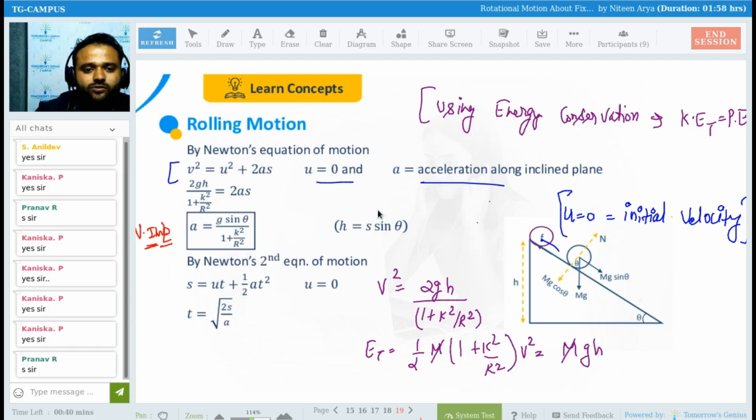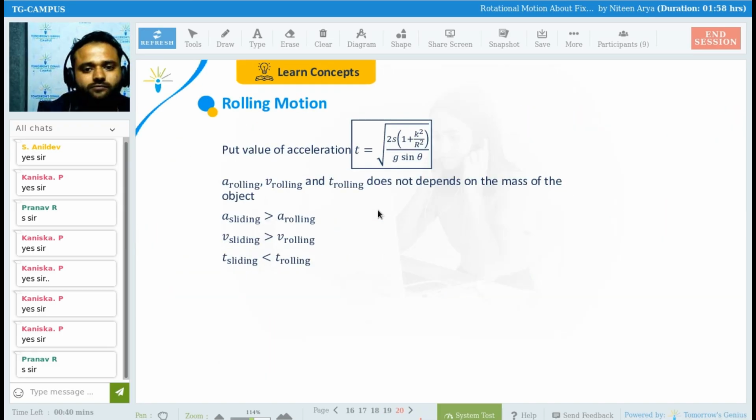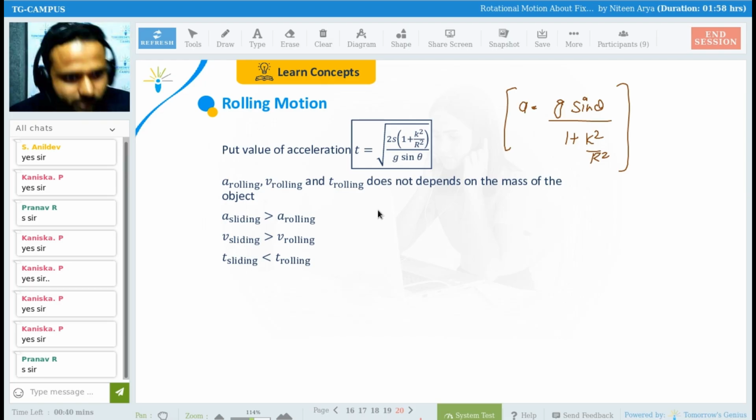Good. So then using the second equation of motion, s equals ut plus half at square, we can find t. We can find t in this way, t equals under root 2s by a, and this is going to be the important equation, equation 2. So just putting the value of a, we can get the time also. Putting the value of a as g sine theta divided by 1 plus k square by r square. And everyone knows here k is the radius of gyration, r is the radius of that particular rolling body.